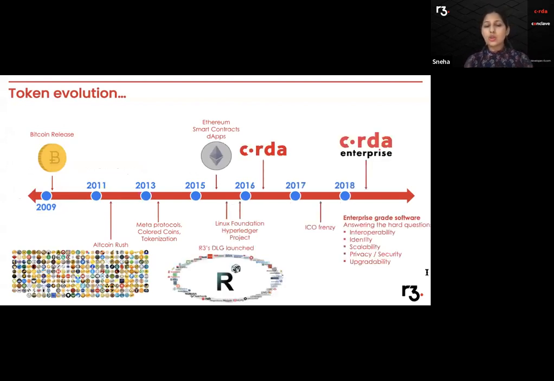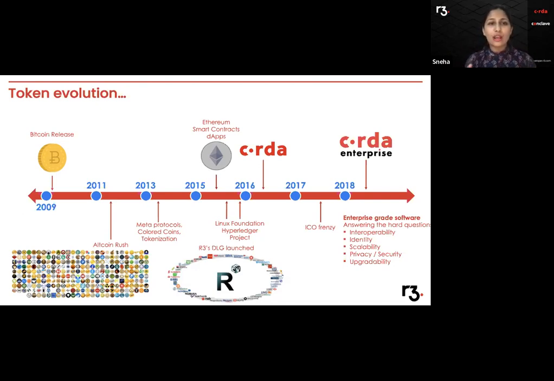Let's take a look at the token evolution, starting from the very first token, which was Bitcoin. We can say that the blockchain buzz started in 2009 with Satoshi publishing his first white paper where he spoke about Bitcoin. Then in around 2011, there were altcoins. As Bitcoin code was open source, anyone could take and tweak the code and launch their own coin.